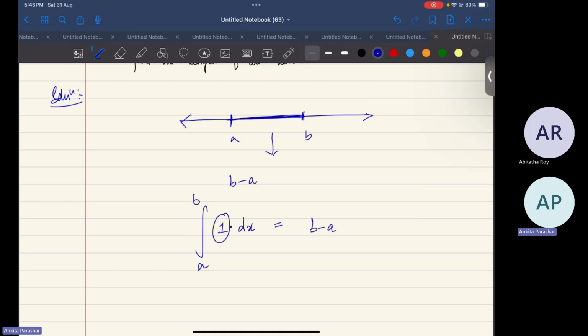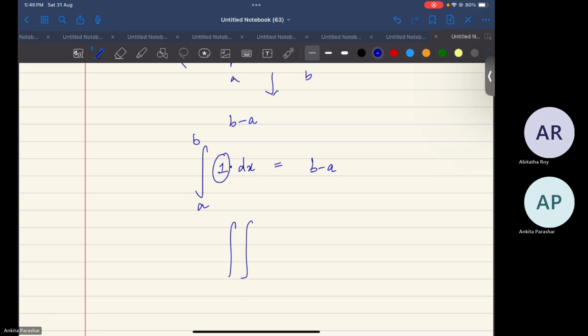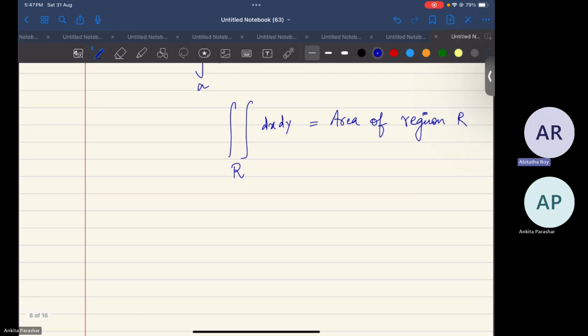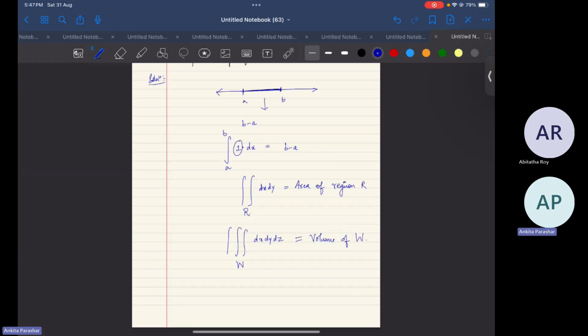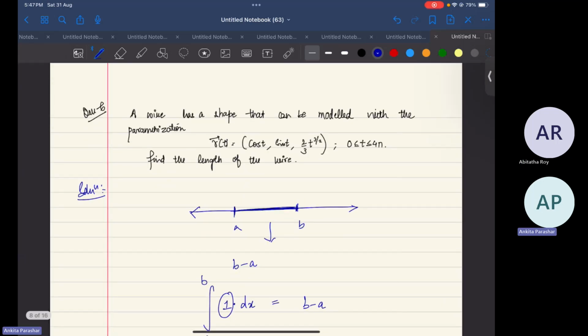That's all. And if I just change it to this, what does it give? It will give the area of the region R in the rectangular domain, whatever R is. If I ask you here dx, dy, dz, and here some W, what is this? Volume of W. That's all. So once we know all this, we should be able to find the length of the wire.